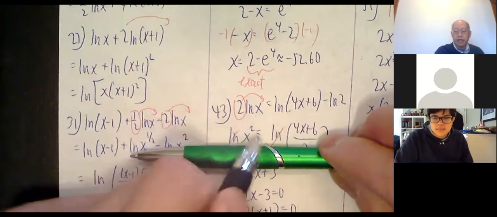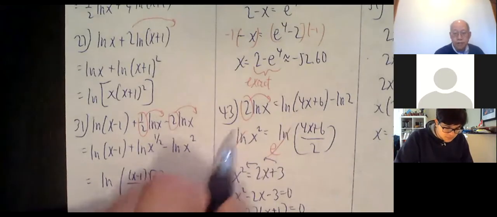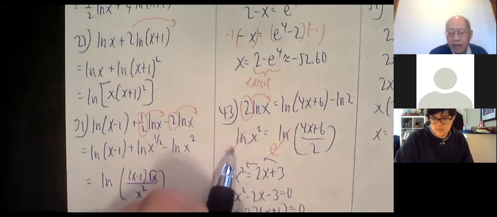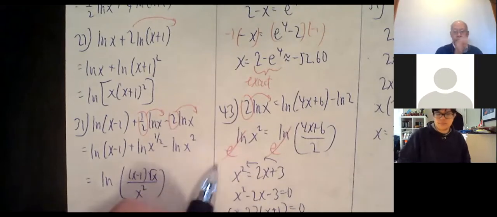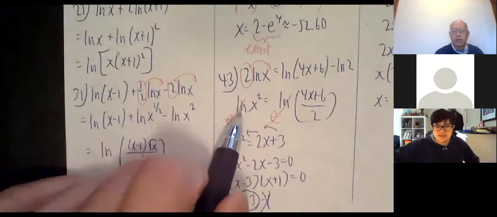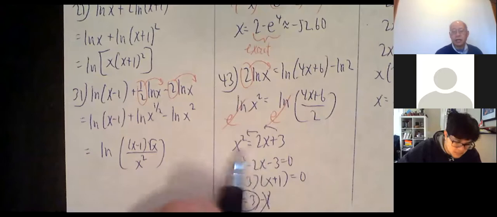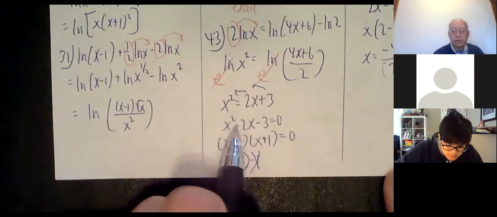And now how do you get rid of the ln's? You exponentiate. The e's go down here, and then you cancel them out. So again, don't divide by ln. That's not the way it works. You put an e here, put an e here, so e and ln cancel out. So you have x squared equals, and now you divide, that's 2x plus 3. And now you have a simple quadratic equation. So minus 2x minus 3.